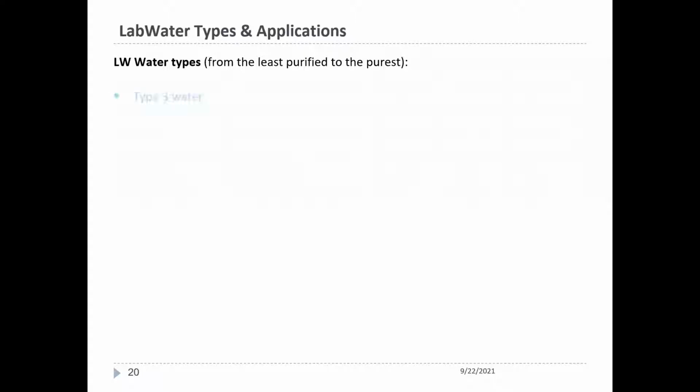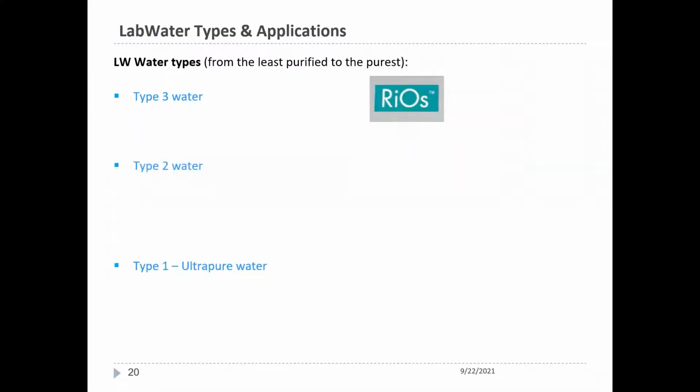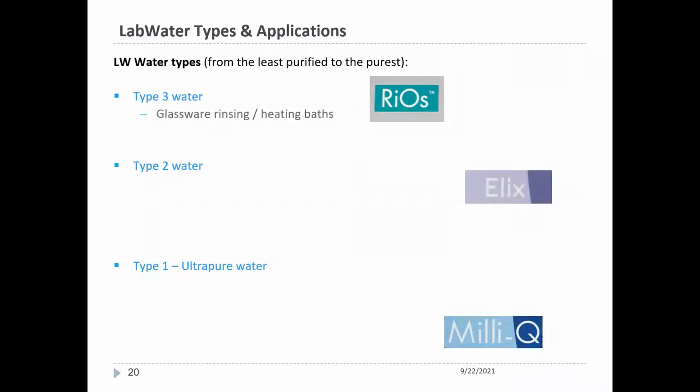So here we'll look at the various types of water. Type 3 being the lowest in quality. Then we have type 2, followed by type 1, which is ultra pure. Now, MEC has classified them. Usually you have type 3 being the Rios water purification system, type 2 being the Elix, and then type 1 being the Milli-Q. That's the ultra pure water.